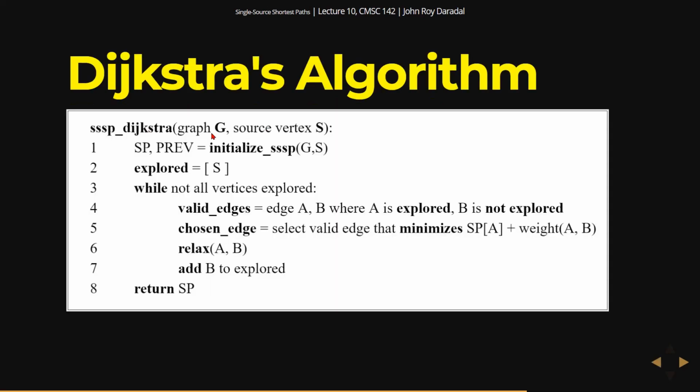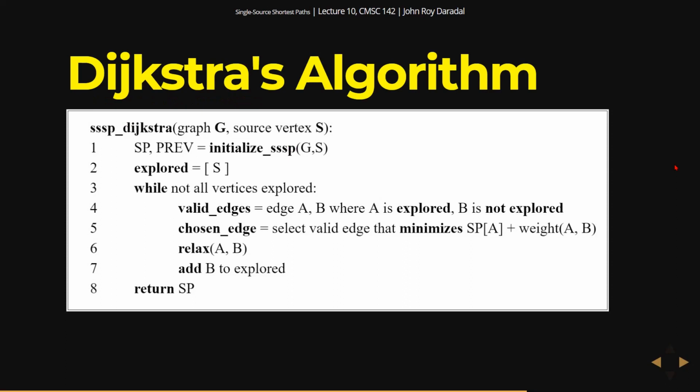Putting all of that together, it would look something like this. We'll initialize SSSP, so we'll set the SP and prev, and explored is initialized to S. While not all vertices are explored, the valid edges are those edges AB where A is explored and B is not yet explored. The chosen edge at this iteration would be the valid edge that minimizes SP of A plus weight of the edge AB, and then we'll relax that edge. If it can improve the SP of B, we will improve it to this value. Then we will add B to explored, and do it again until every vertex has been explored. Pretty straightforward, really.